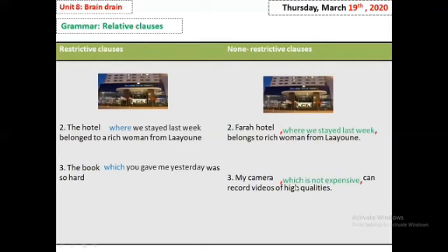However, in the other example, my camera can record videos of high quality, which is not expensive. So this one is a non-restrictive clause. It's not an important clause. If you omit this clause, the meaning does not change. However, for a restrictive or identifying clause, when you omit it, the listener gets confused because the meaning changes. Okay, so let's now move to some practice.